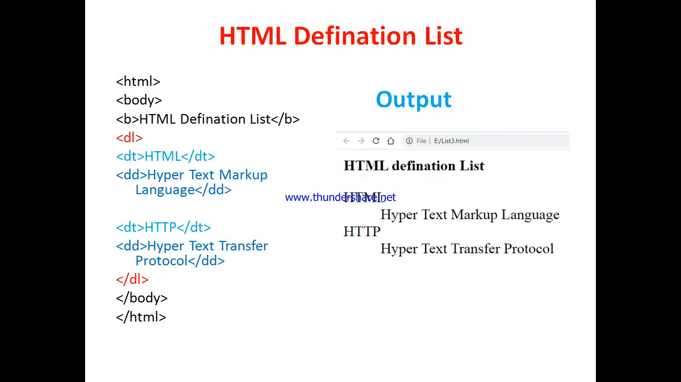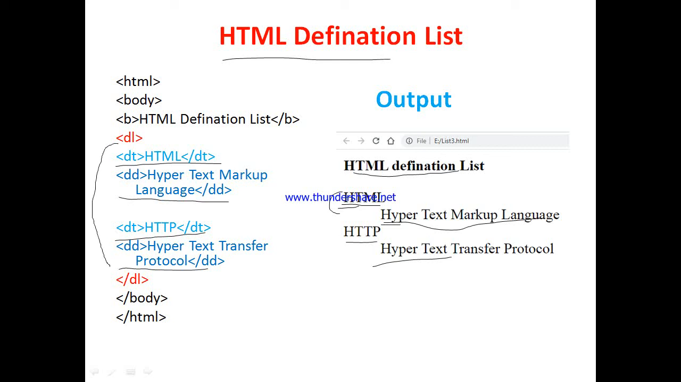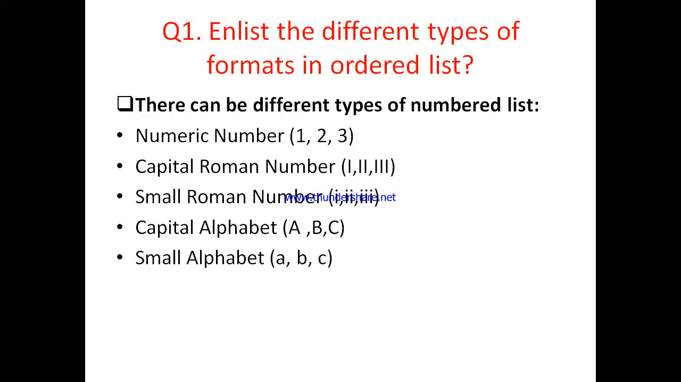Now next is the HTML definition list. I already told you that when we define an HTML definition list, the definition term is defined in between the DT tag, the definition details are defined in between the DD tag, and both these things we have to define inside the DL tag. Here first the definition term, then the definition detail, again the definition term, the definition detail. All these things are defined in between the DL tag, that is a definition list. When we save this program using the .html extension and run it, we get the above output.